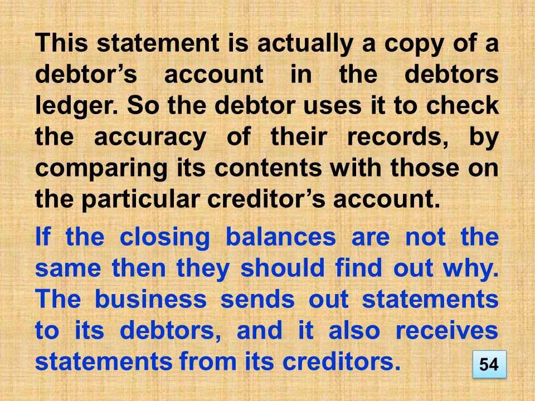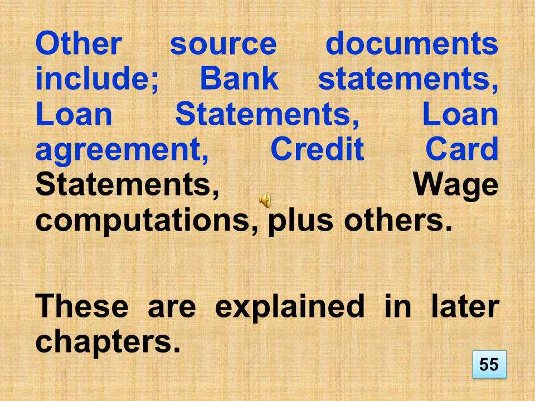This statement is actually a copy of a debtor's account in the debtor's ledger. So the debtor uses it to check the accuracy of their records, by comparing its contents with those on the particular creditor's account. If the closing balances are not the same, then they should find out why. The business sends out statements to its debtors, and it also receives statements from its creditors. Other source documents include bank statements, loan agreements, credit card statements, wage computations, plus others. These are explained in later chapters.